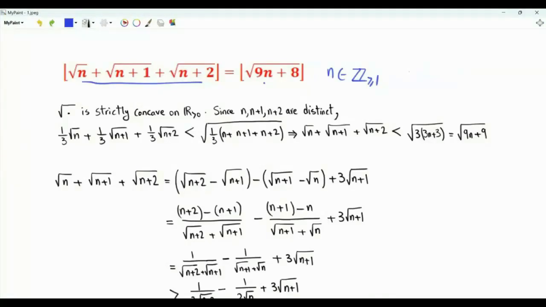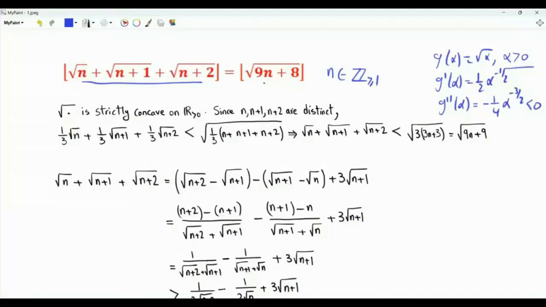To prove this identity, consider the square root function. The first derivative is 1/2 alpha to the minus half. The second derivative is minus 1/4 alpha to the minus 3 over 2. This is strictly negative for every alpha greater than 0. The square root function is strictly concave.